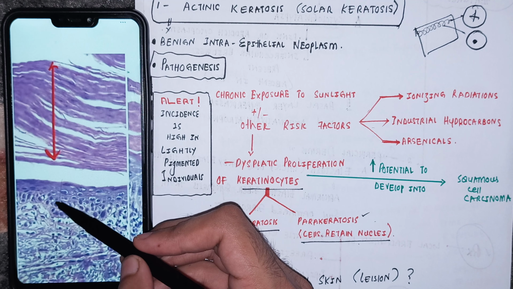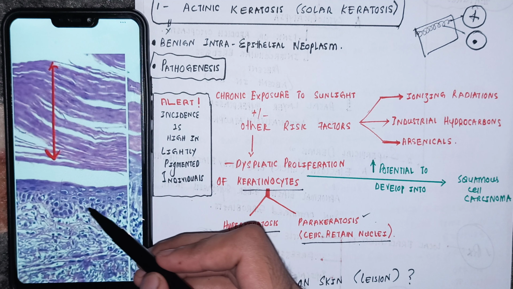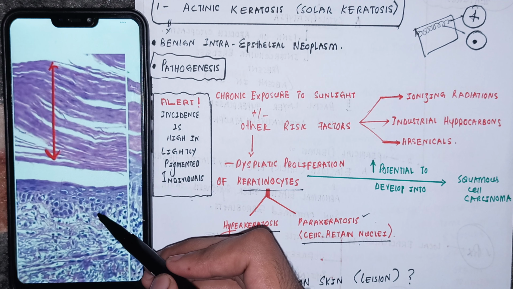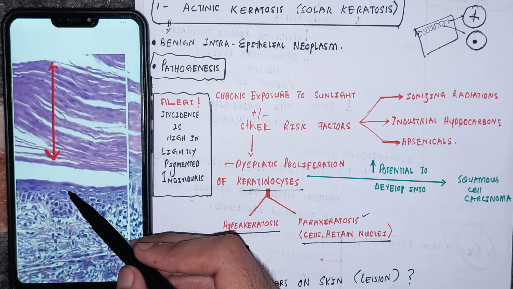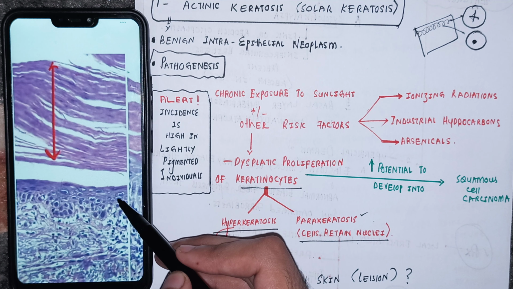And can you see these cells? All these cells are retaining this dark blue or purple nucleus inside them. This is parakeratosis. Can you see cells inside which there is nucleus retaining? This is the cell which is retaining nucleus.